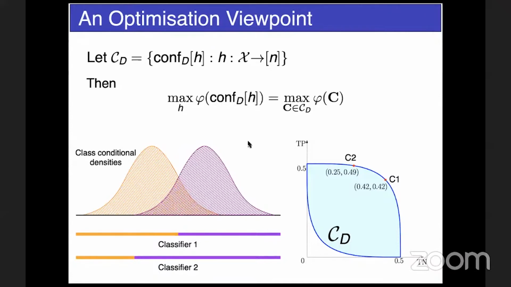Right? So what does this mean? Let's take an even simpler problem. You have just 2 classes. The negative class is orange and the positive class is, let's say, purple. The most natural classifiers here are simply thresholds, right? You can say everything to the right of a point is purple, everything to the left is orange. So you can imagine this is classifier 1, this is classifier 2.